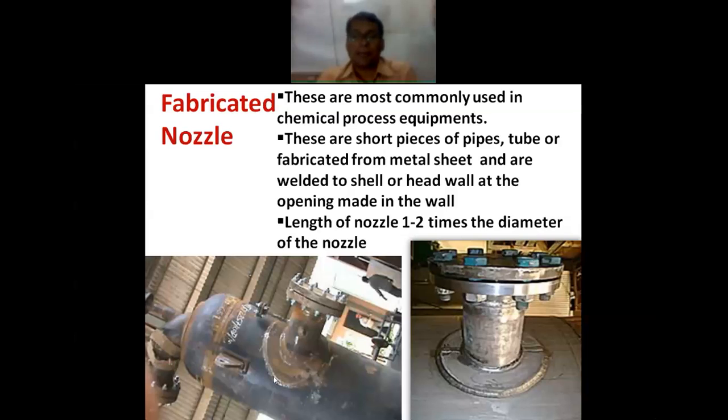You can see a pipe here, that pipe is attached to the flange and it is attached to the vessel wall. So this is the fabricated nozzle. The length of the nozzle is 1 to 2 times the diameter of the nozzle. This is the diameter of the nozzle, so the length is 1 to 2 times that.